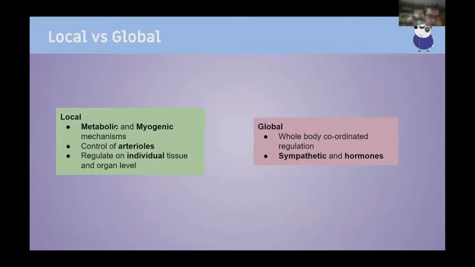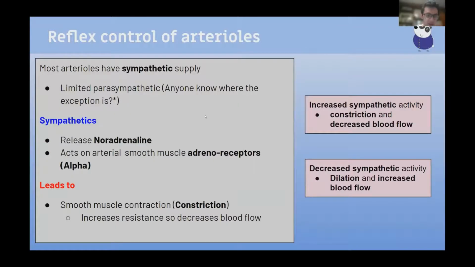Local refers to metabolic and myogenic mechanisms that are controlled by arterioles and regulate on an individual level. Global systems are regulated by whole body coordinated regulation, such as sympathetic and hormonal. So these are the reflex control of arterioles. And most arterioles have sympathetic supply, but they have limited parasympathetic supply. There is one exception where arterioles have parasympathetic supply as well.